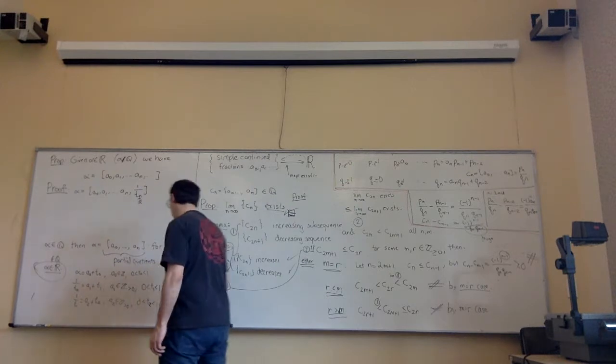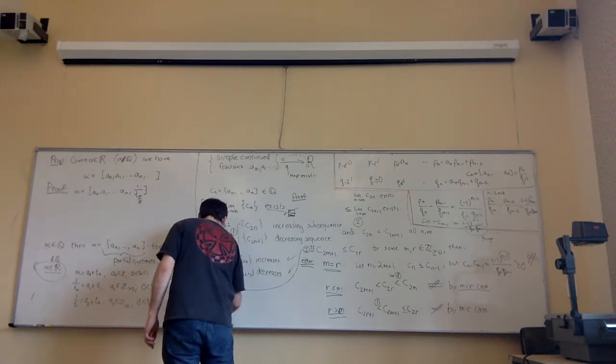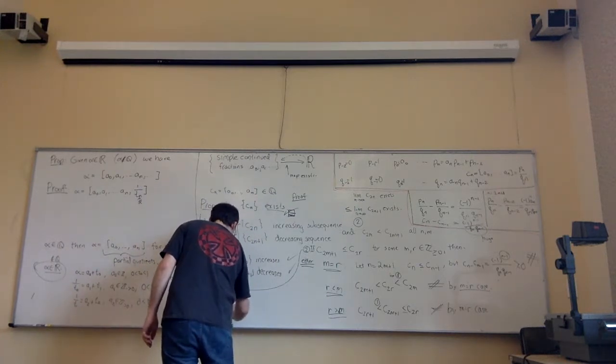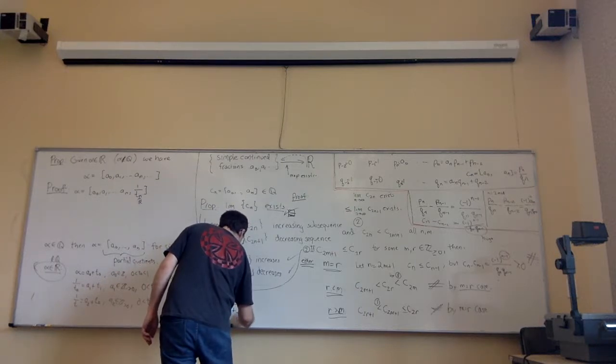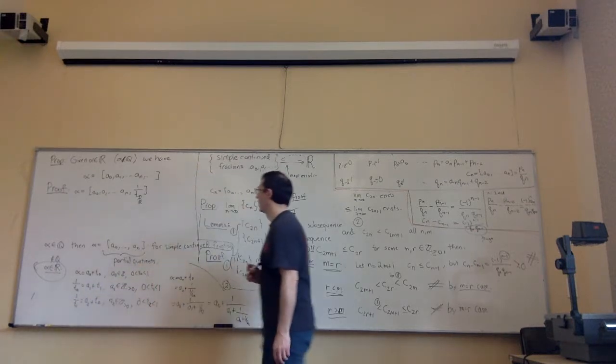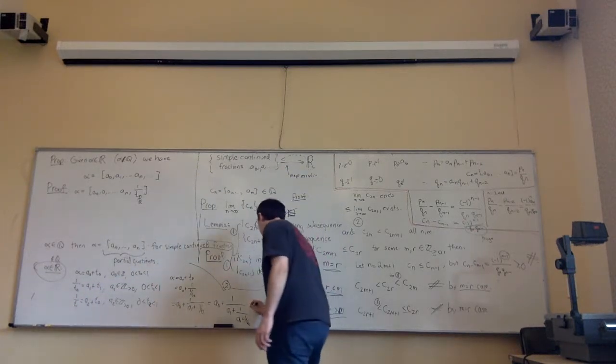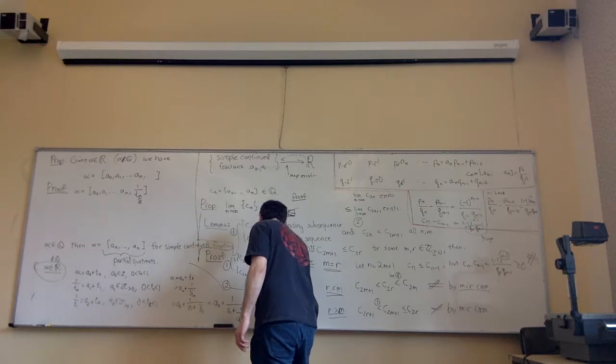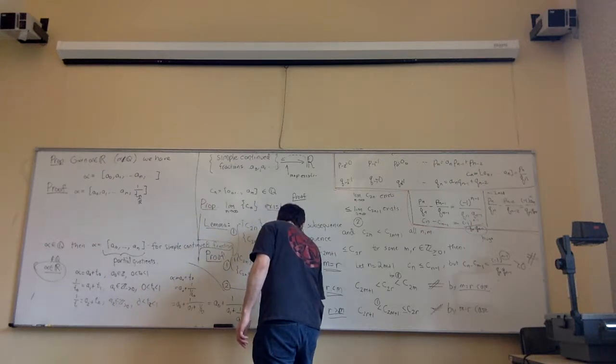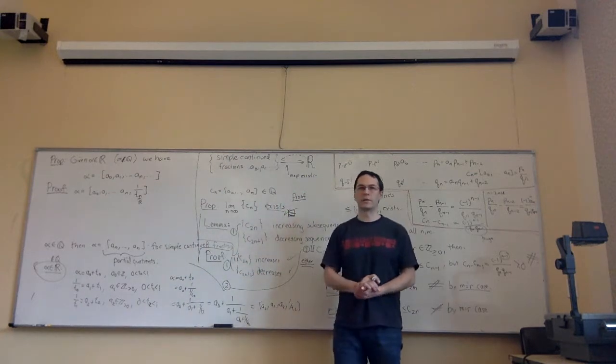And 1 over T1 is just A2 plus T2. So this is A0 plus 1 over A1 plus 1 over A2 plus 1 over T2. And that's exactly, this is just the continued fraction [A0, A1, A2, 1 over T2]. Okay, so that's why this is true.